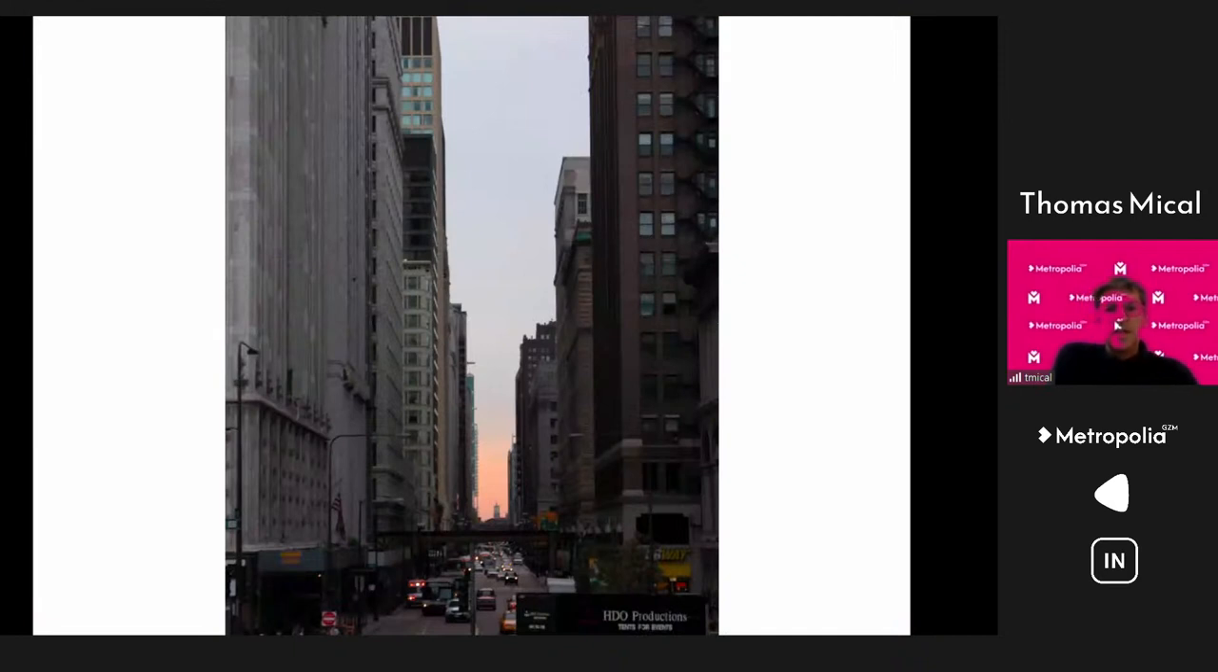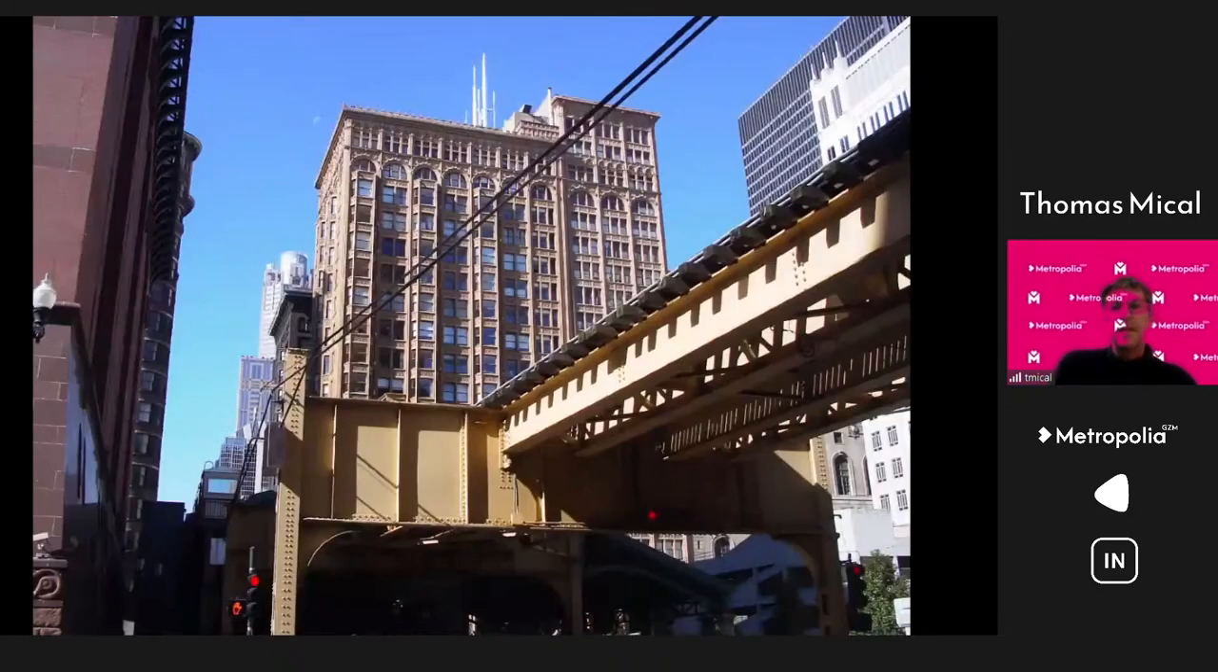This is a sunset along, I think this is State Street. But this is the street canyons that were created by keeping the same street pattern and the densification of urbanism that happened in this environment in the later part of the 20th century. This is the Chicago that I know and enjoy quite well.